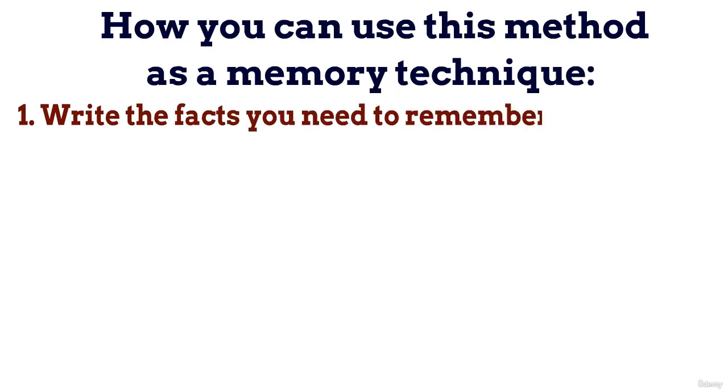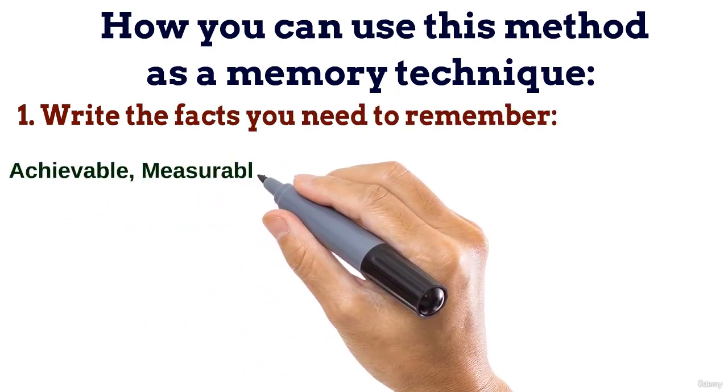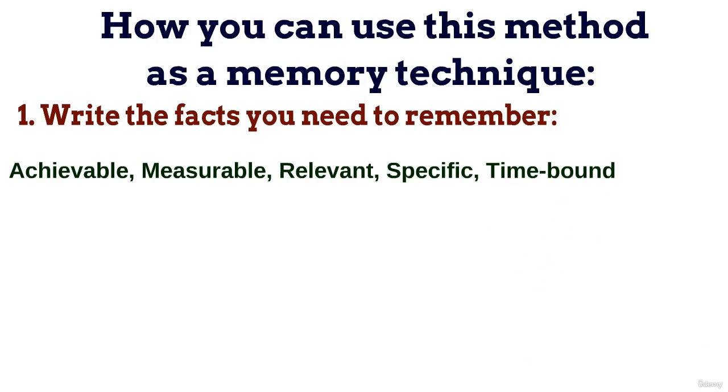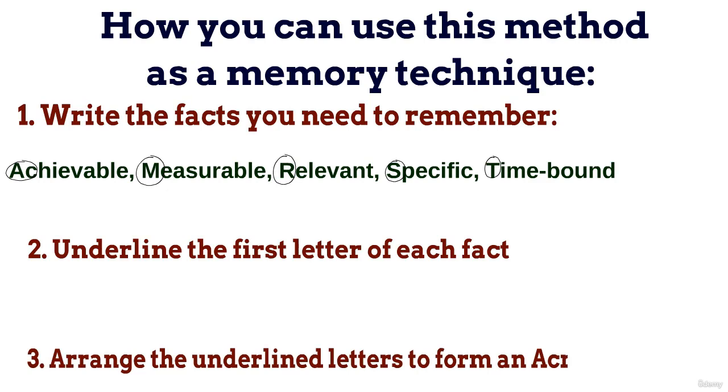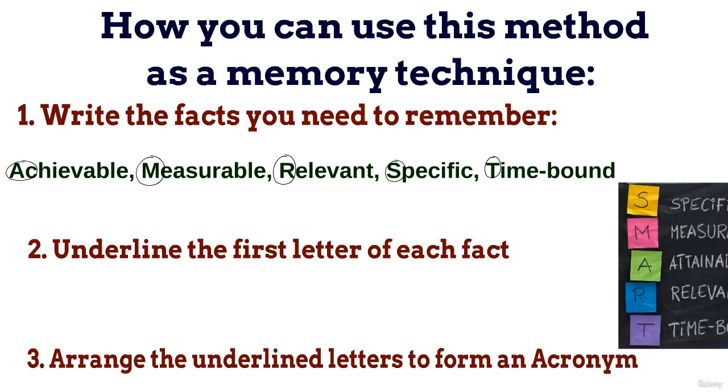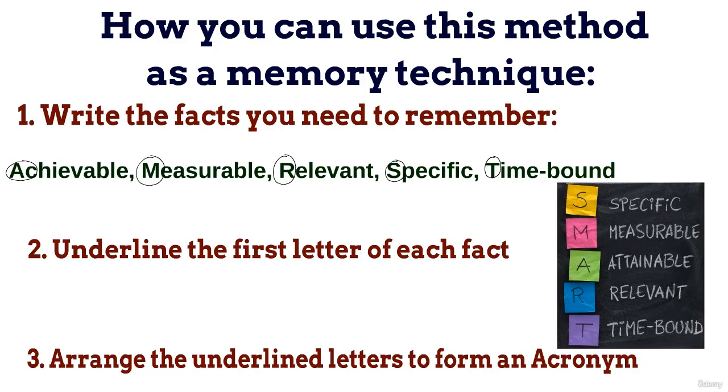The method involves 3 steps. 1. Write the concepts you need to memorize one below the other in the form of a list. 2. Underline the first letter of each concept. If there is more than one word in an idea, underline the first letter of only the first word. And 3. Arrange the underlined letters to form an acronym. This can be a real word or a nonsense word you can easily pronounce.